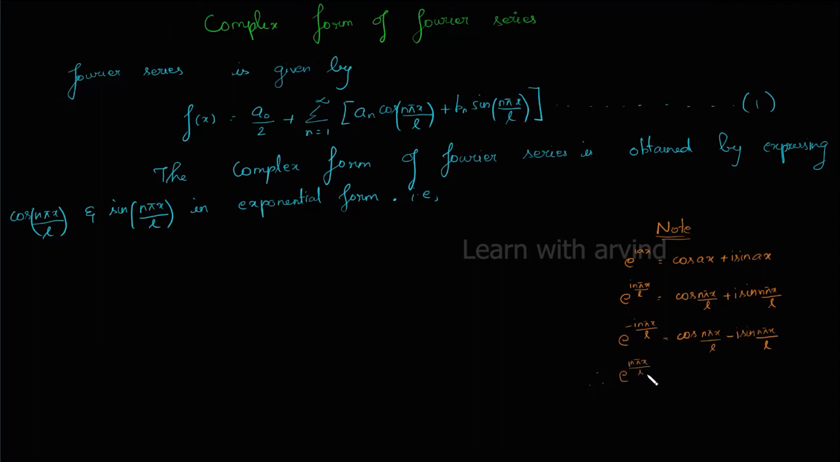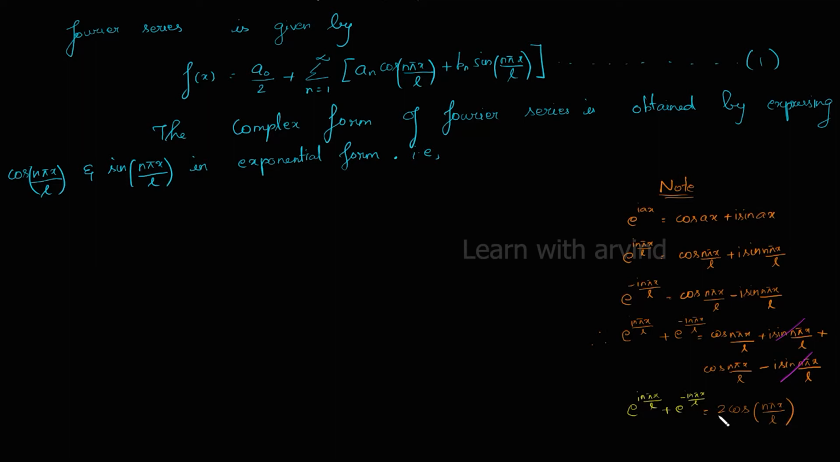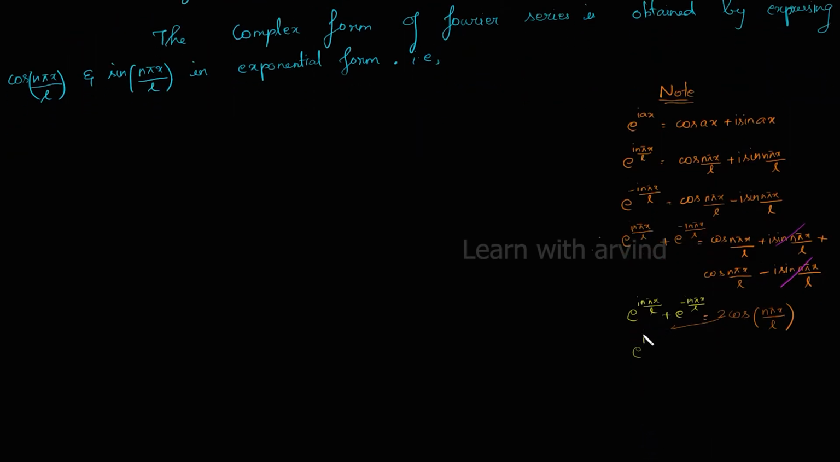Adding e power i n pi x by l plus e power minus i n pi x by l, the plus i sin n pi x by l and minus i sin n pi x by l get cancelled and we are adding. So we get e power i n pi x by l plus e power minus i n pi x by l gives 2 cos n pi x by l. 2 goes to the denominator, and it becomes e power i n pi x by l plus e power minus i n pi x by l, the whole divided by 2, is equal to cos n pi x by l. Similarly, e power i n pi x by l minus e power minus i n pi x by l divided by 2i gives sin n pi x by l.